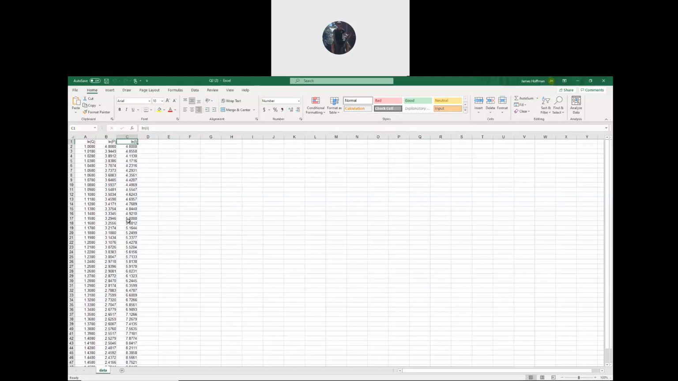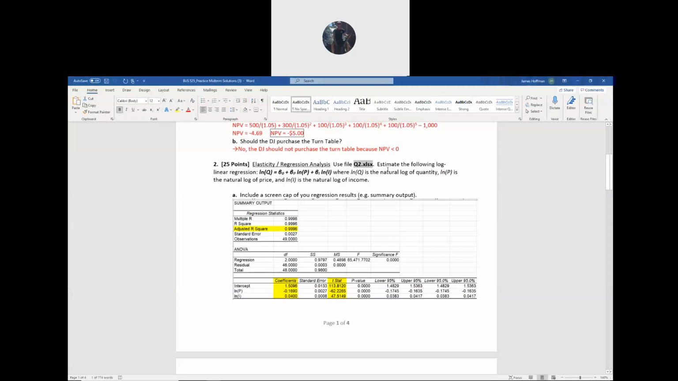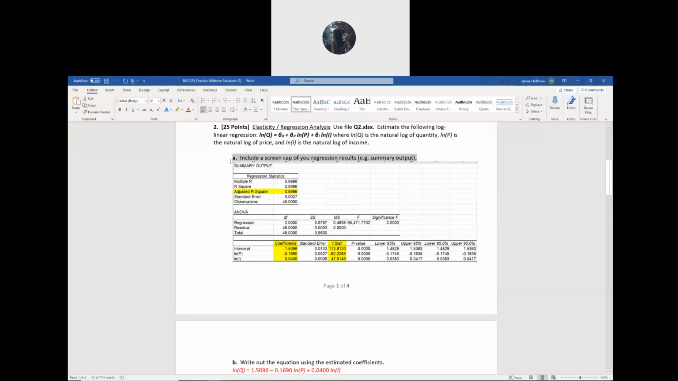Okay, so I took this sample information, and the problem said to estimate the following log linear regression, where the natural log of quantity is a function of the natural log of price and the natural log of income, and you have to interpret the results here. So part A here, your exam is going to include a screen cap of your regression results, just like you did in the last assignment. You'll take the sample data, run the regression, and just in your answer sheet, throw in a screen cap like this.